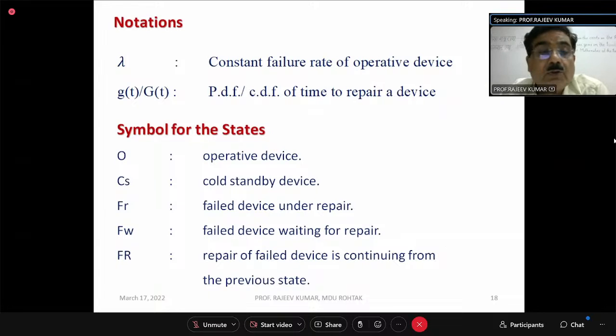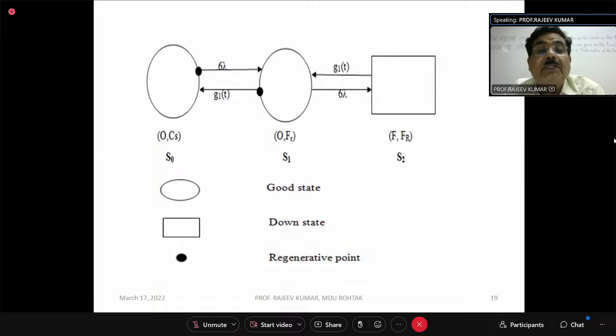We have taken notations also. Lambda is the constant failure rate of an operative device, and small g(t) represents the probability density function of time to repair that device. We need some notation for the states. O stands for operative device, CS stands for the cold standby device, that is, one device is there. FR stands for failed device under repair, FW stands for the failed device waiting for repair, and capital FR stands for the repair of the failed device which is continuing from the previous stage.